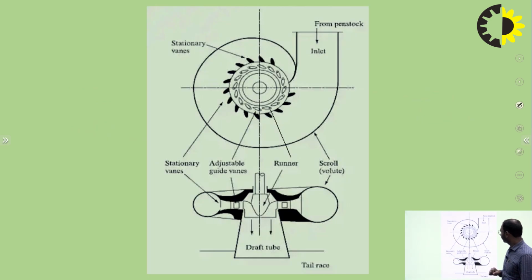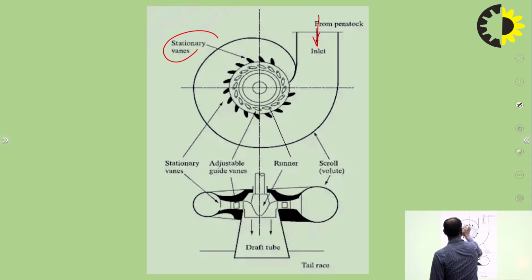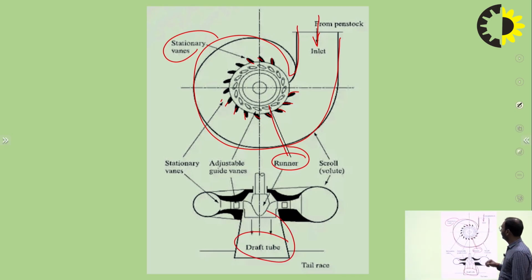This is the schematic representation of Francis turbine. Water comes from the penstock. This is stationary vanes. This is scroll casing. This is runner. And this is draft tube. So this is the schematic representation of this reaction turbine.